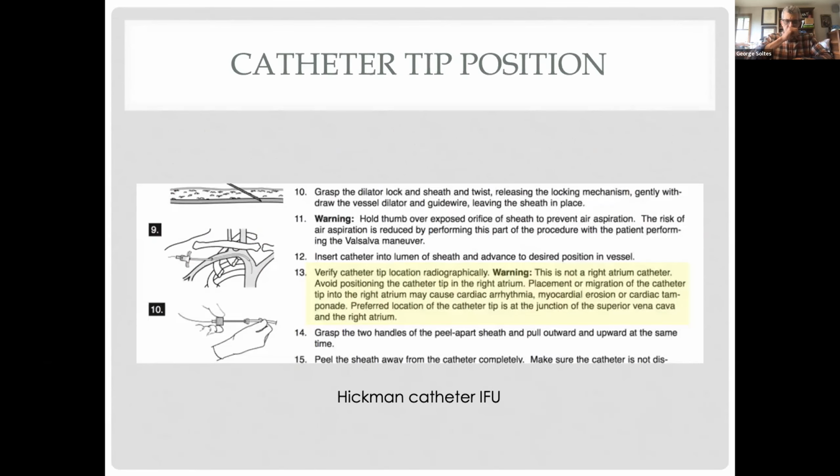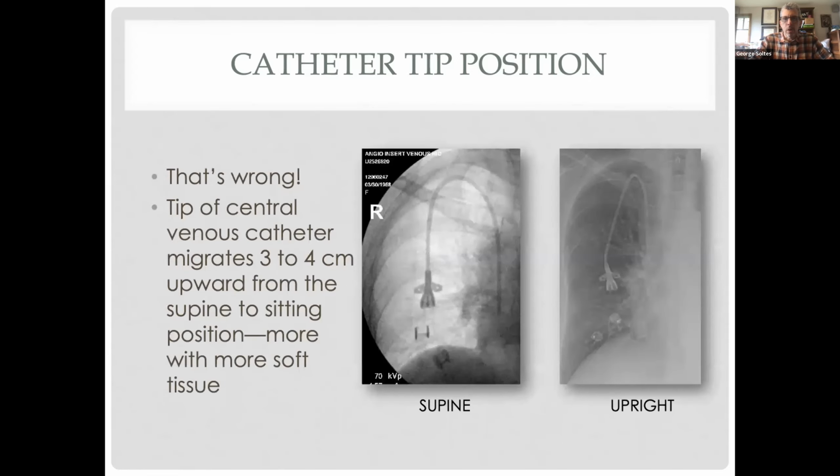Even if you look at the IFU for these catheters, those little instructions that come with it, the Hickman catheter has a very strongly worded IFU that this is not a right atrium catheter. If you put it in the right atrium, you might as well just take a gun to the patient's head. You're going to cause arrhythmias, erosions, cardiac tamponade. Don't do it. Put it at the junction of the SVC and the right atrium. Still, though, that's wrong, and this slide shows why. These are two side-by-side x-rays of the same patient with the same catheter, which happens to be a Power Hickman.